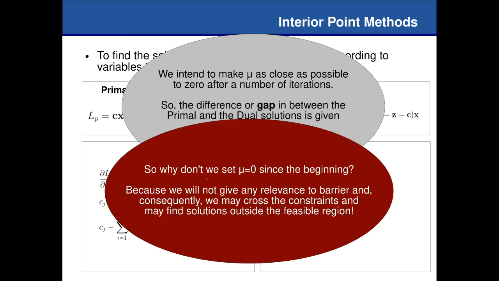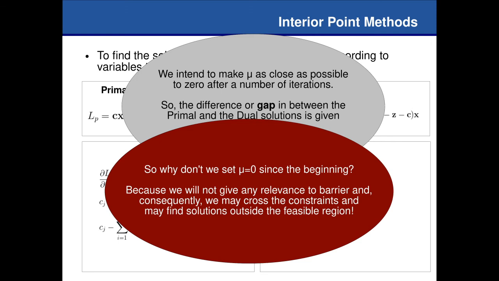Okay, but here, some people may come up with a question, which is why we don't set mu equals zero since the beginning. Actually, if we do that, we never find the solution. You know why? Because the barriers, we need to control the barriers. We need to start with a given value for mu, so we never get too close to the barrier.